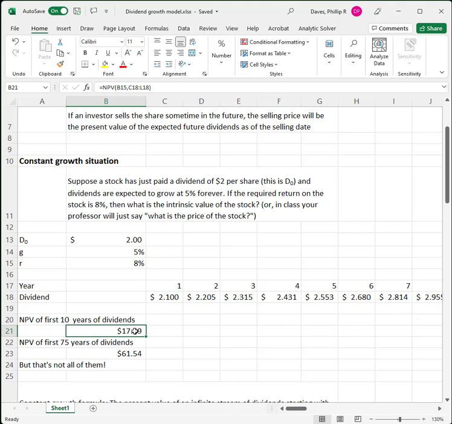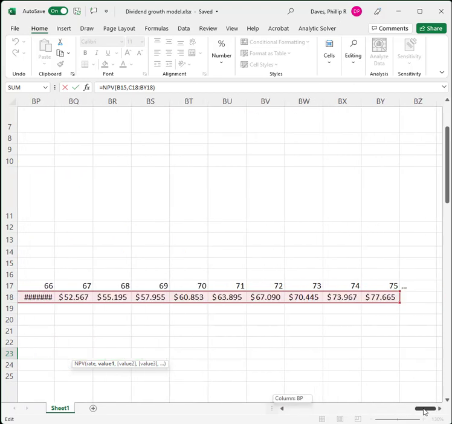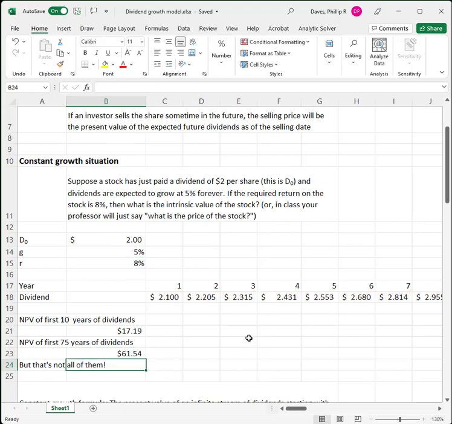Now notice that's if you only held the stock for 10 years and you didn't sell it, you just threw it away or whatever. If on the other hand you held the stock for 75 years, using the same NPV function, the present value of all 75 years worth of dividends, and let's go over to the end and look at that and make sure that's what we've done. The present value of all of those dividends up through year 75 is, what do we have here?